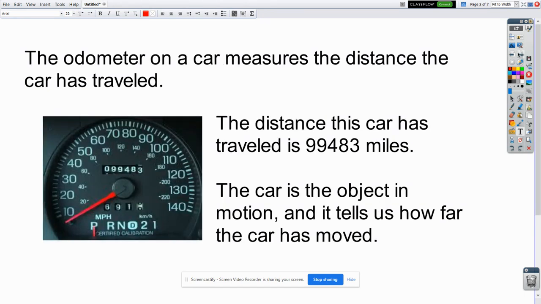Another example of a distance would be the odometer on a car. This particular odometer says 99,483 miles. It is telling you that the distance the car traveled is 99,483 miles. Again, it's a distance because the frame of reference is the object that's in motion. It's the car that's moving, and it's telling us how far that car has traveled. That car has traveled 99,483 miles.